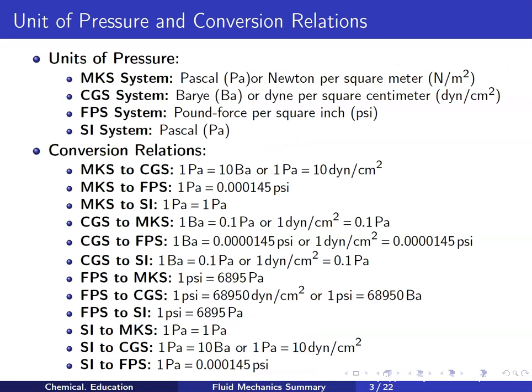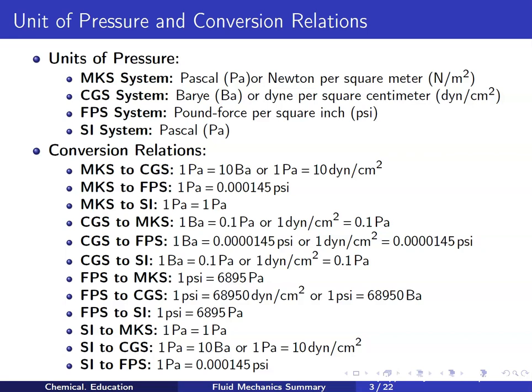Now here I am talking about units of pressure and conversion relations. Units of pressure: MK system, Pascal or Newton per square meter; CGS system, Bar or Dyne per square centimeter; FPS system, pound force per square inch; and SI system, Pascal. SI and MK system units are nearly same.